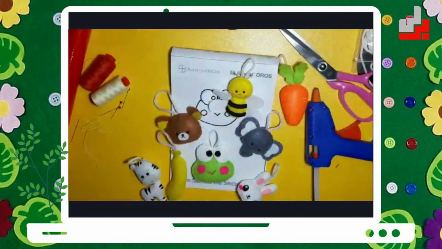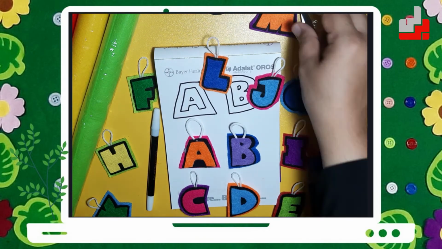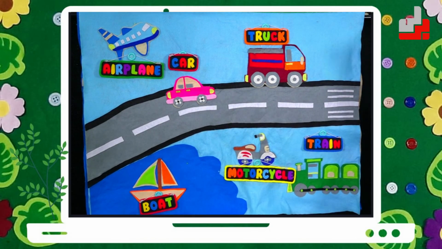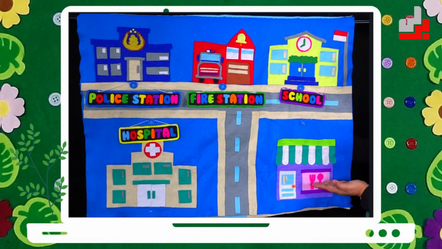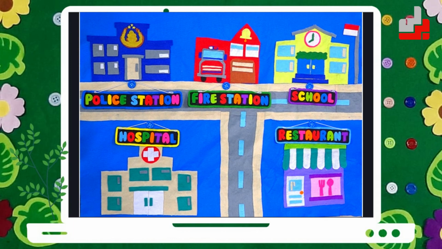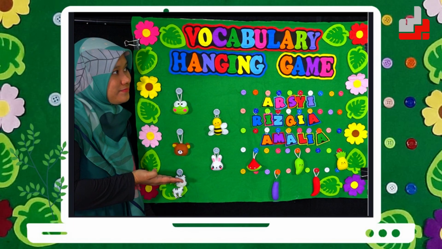Well, that was the presentation of the materials and tools, how to make, how to use, and how to keep vocabulary hanging game media. Hopefully, it can be an inspiration for you all, especially for teachers, lecturers, parents, or students as an effort to improve the quality of language learning.